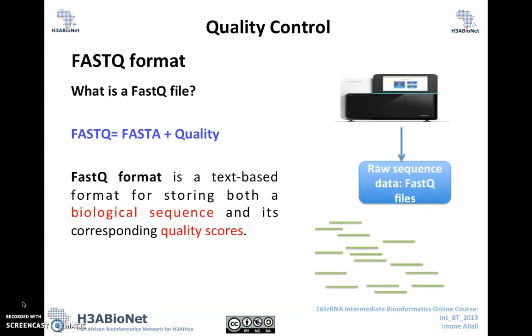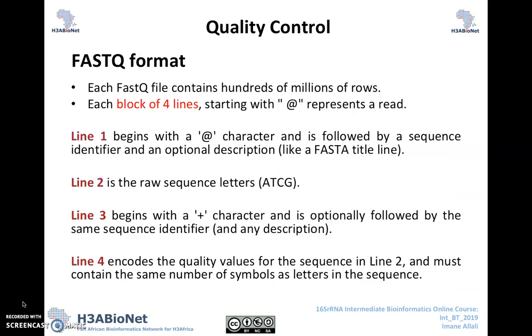The raw sequences that you get from next-generation sequencing platforms are in FastQ format. FastQ is equal to FASTA plus quality. It's a text-based format for storing both a biological sequence and its corresponding quality scores. In your FastQ files, you will have 4 lines per read. Line number 1 begins with an @ character and is followed by a sequence identifier and an optional description, like a FASTA title line.